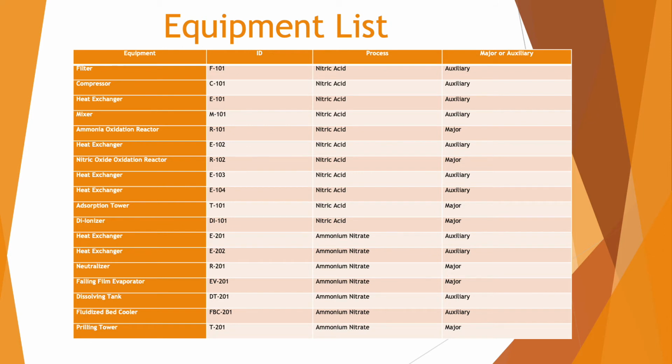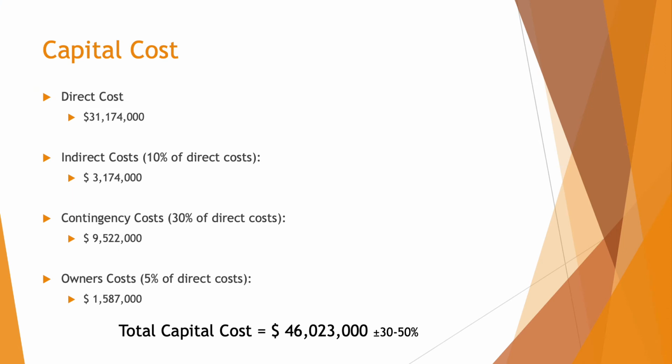Based on the PFD that was mentioned before, this list shows the equipment that is necessary for the chemical plant to run. The equipment has been split based on which process uses it, either nitric acid production or ammonium nitrate production, and by whether or not the equipment is auxiliary or major. The capital costs are the building costs that are required to get a physical plant, and the equipment is necessary to build the plant from scratch.